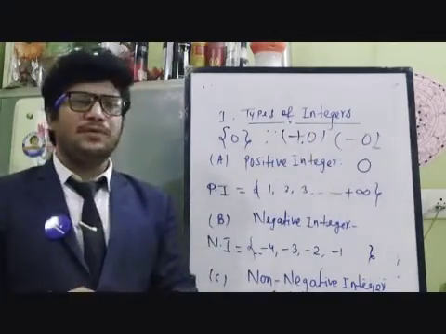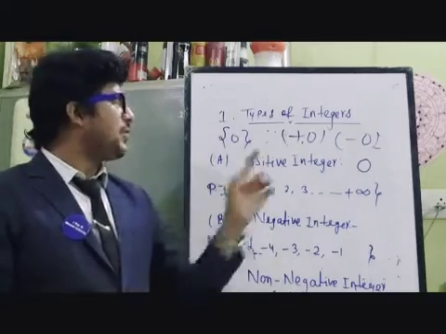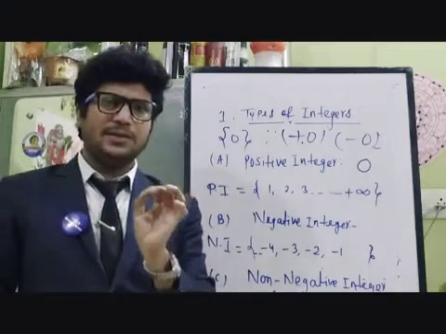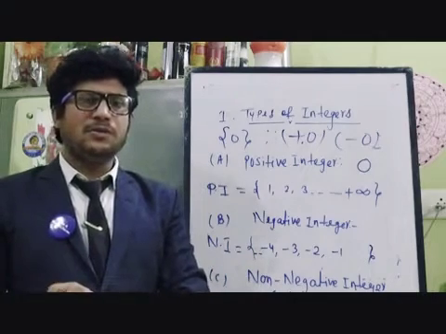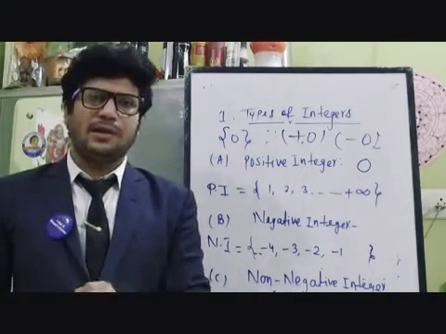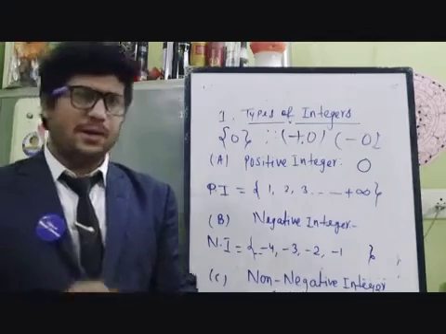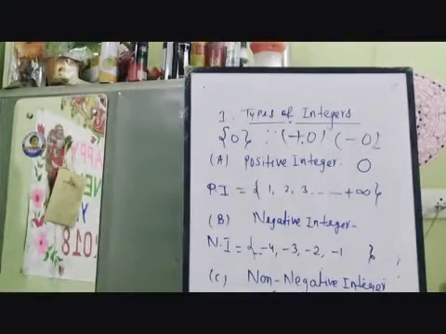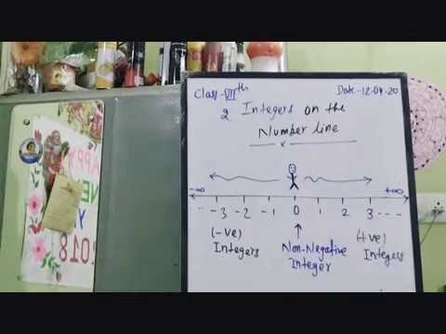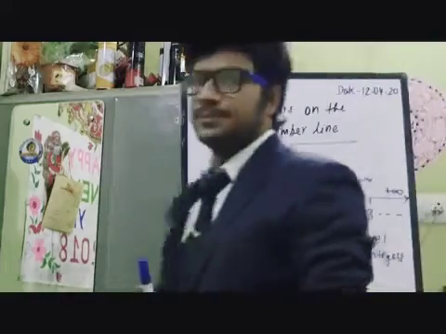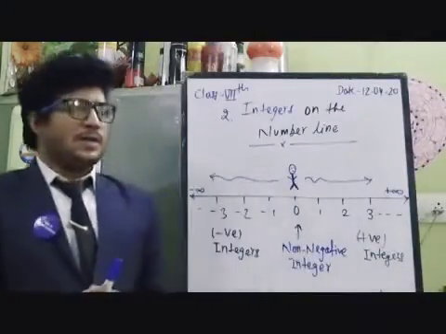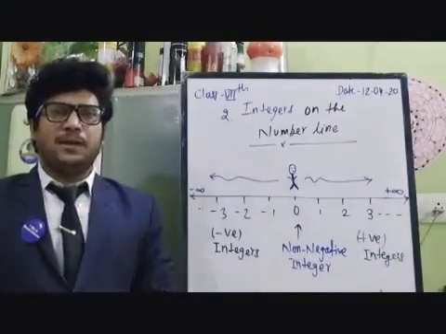This is the first topic. The topic name is integers and types of integers. The second topic will be integers on the number line. Second topic, integers on the number line.